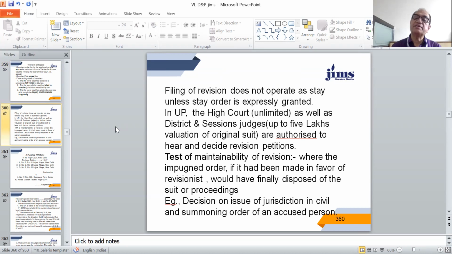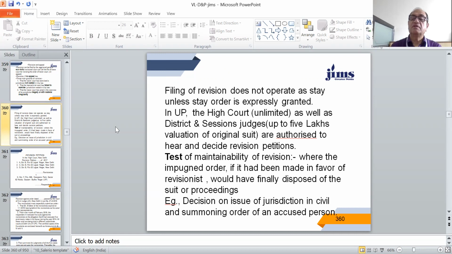Now, dear students, what is the test of maintainability of revision? You should know it before you start drafting. The test is very simple. Where the impugned order, meaning the order which you are going to challenge in the revision, if it had been made in favor of the revisionist, would have finally disposed of the suit or proceeding. You will have to reverse the order in your favor and see whether reversal finally disposes of the suit or proceedings or not.